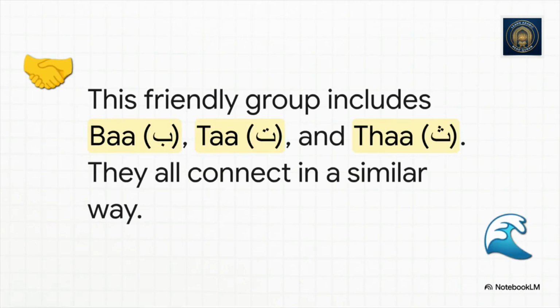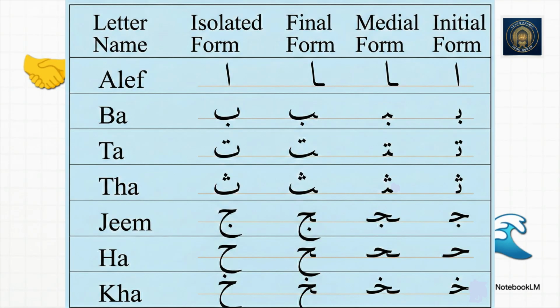So let's start with our first group, the super friendly boat family. This is Ba, Ta, and Tha. See how their basic shape is exactly the same? It's just a simple little boat. The only way you can tell them apart is by their dots. And that's a pattern you're going to see over and over again in Arabic.